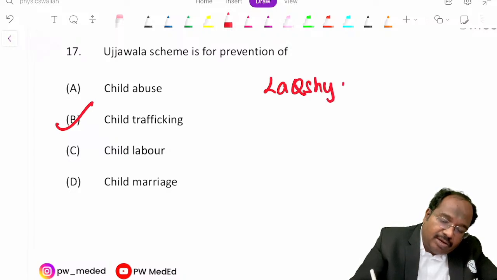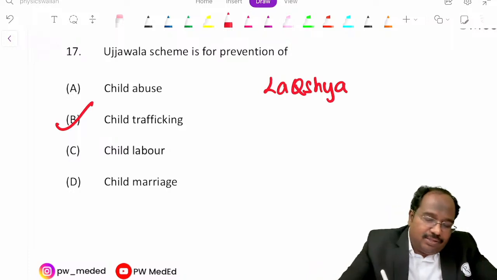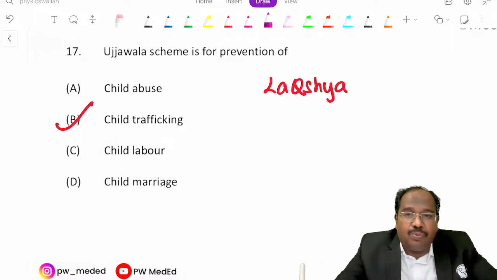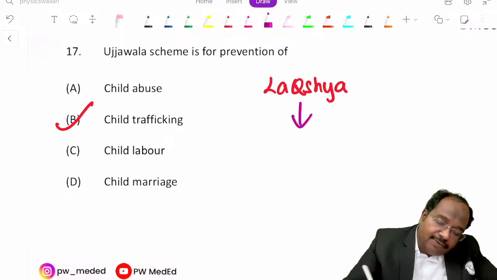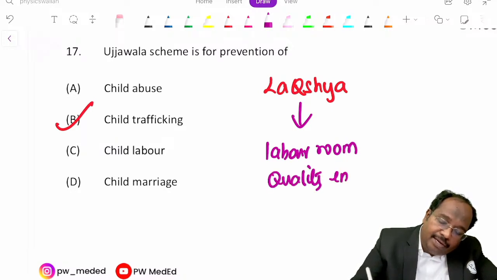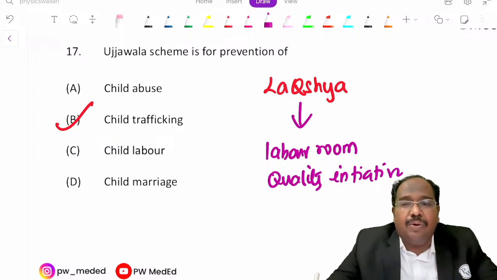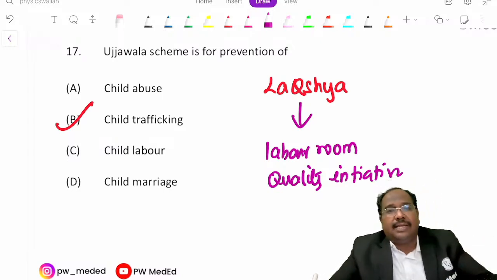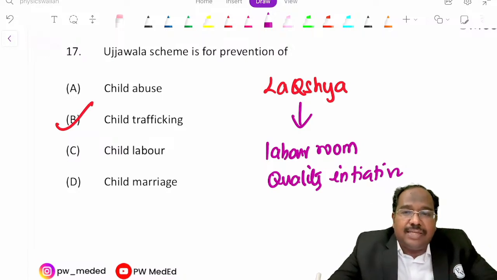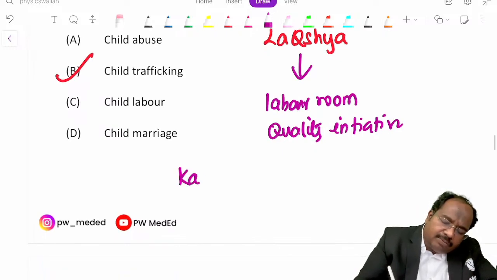Lakshya. Can anyone tell me what this is? This is also a recently asked question. Lakshya is related to the labor room quality initiative. That means all labor rooms in the country should maintain some standards. We have a checklist to see whether they are fulfilling the standards or not. That is Lakshya. Next, what is the Kayakalp award for?